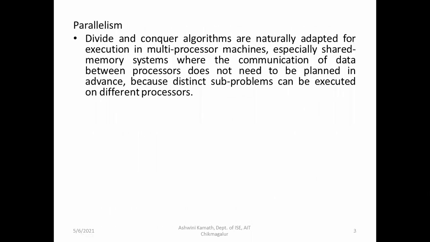Parallelism. This is the third one. Divide and conquer algorithms are naturally adapted for execution in multiprocessor machines, especially shared memory systems, where the communication of data between processors does not need to be planned in advance, because distinct subproblems can be executed on different processors.